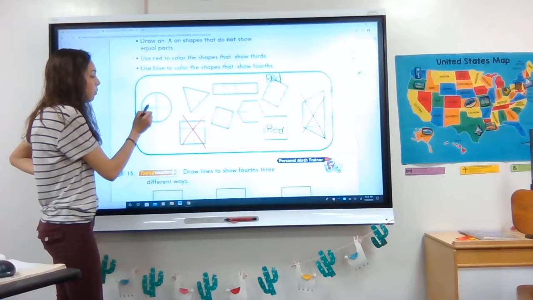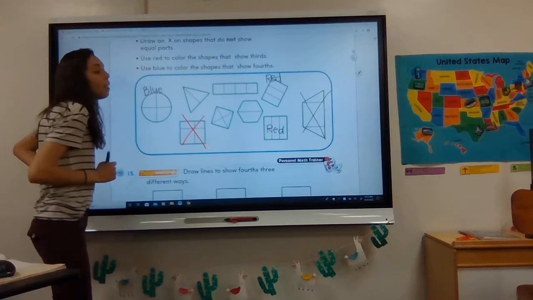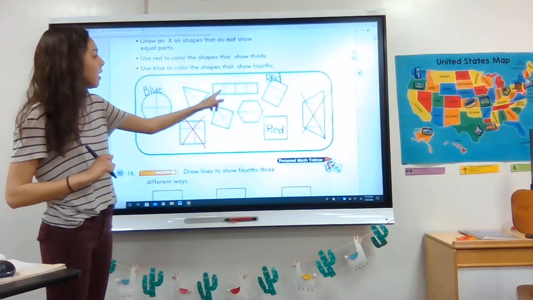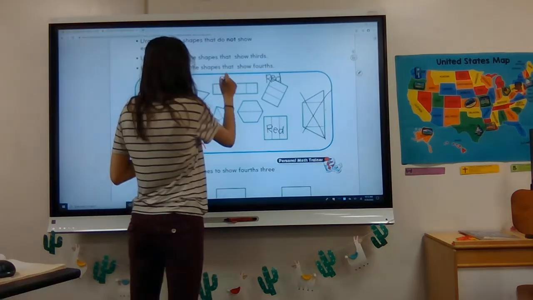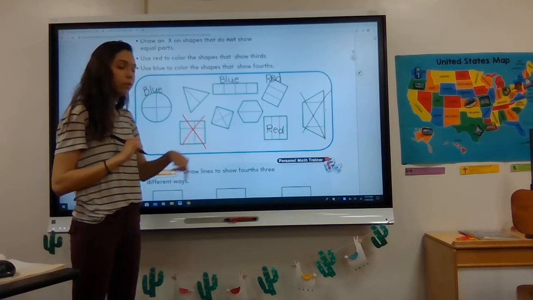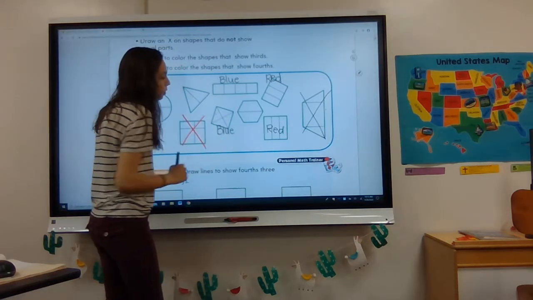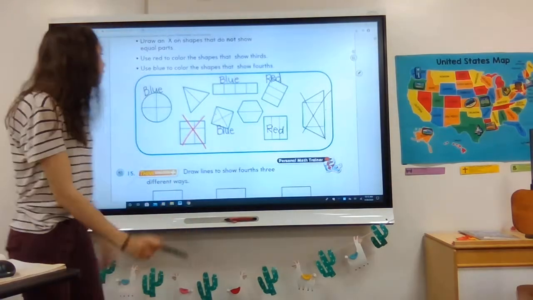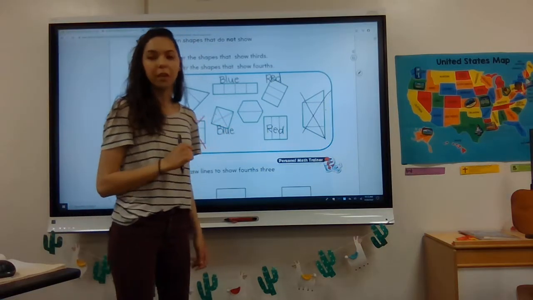All right, so this one, 1, 2, 3, 4. Yep. That is fourths. This one, halves, so we're not gonna do that one. This one, 1, 2, 3, 4. That is 4 equal parts, so go ahead and make sure that one is blue. This one, 1, 2, 3, 4. Again, that's 4 equal parts. So that one should be blue. And then if I look at this one, 1, 2, that is halves, not fourths. All right, so you should have colored 1, 2, 3, those blue, and 1, 2, those should be colored red.